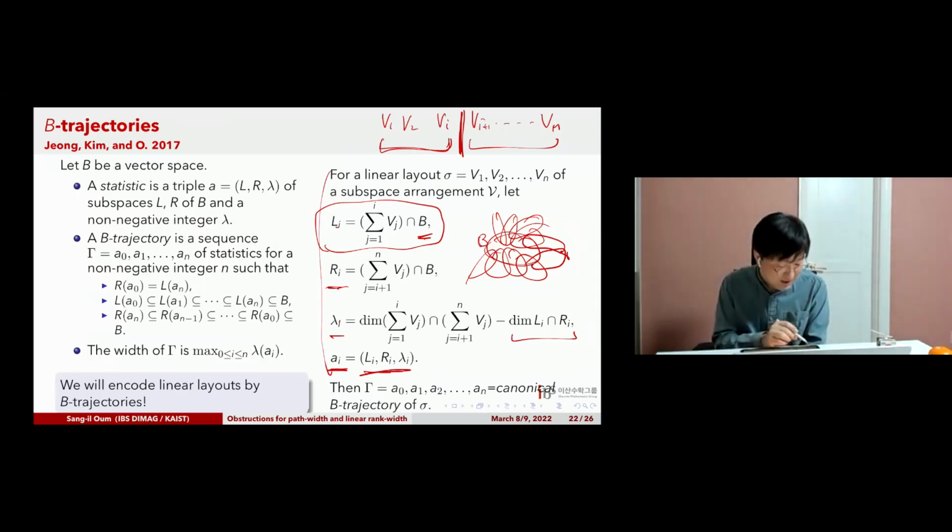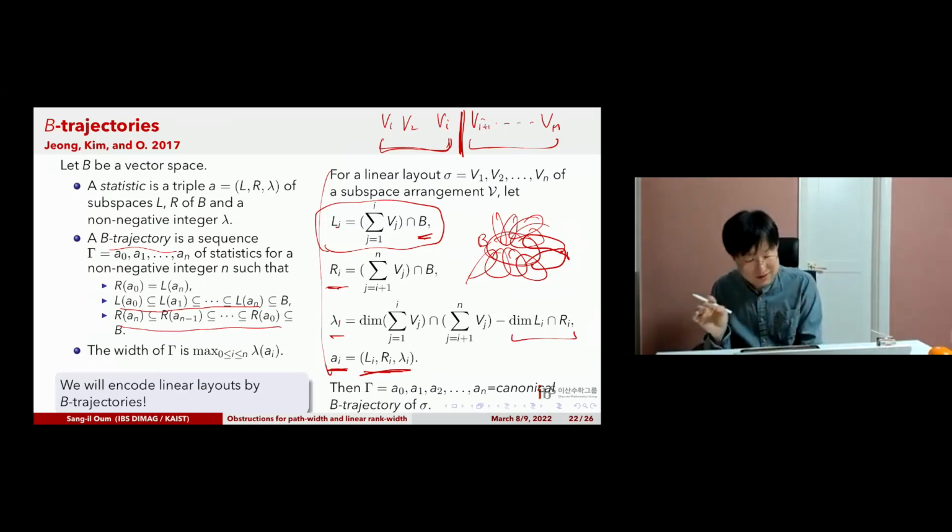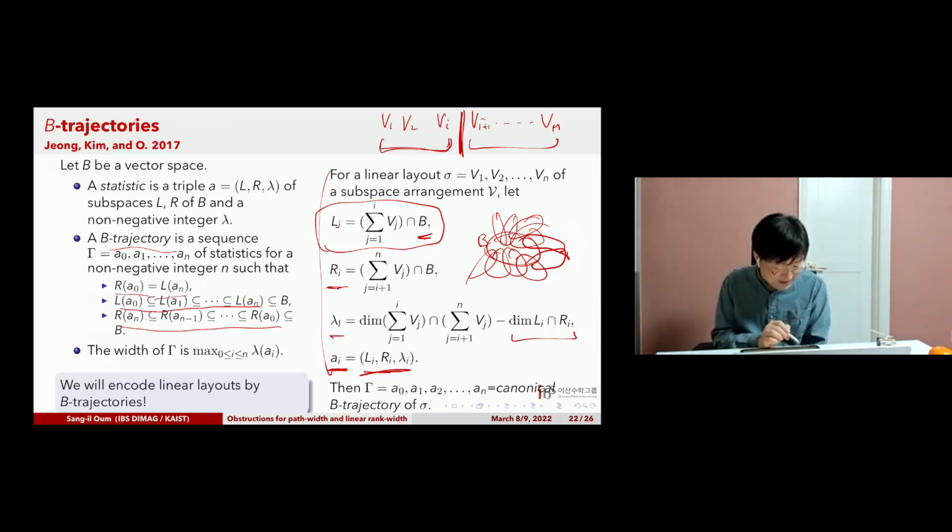So more formally, we define a bit trajectory as any sequence of statistics where the left-hand side is an increasing sequence of subspaces, the right-hand side is a decreasing sequence of subspaces, and then we have the first and last condition, and the width of the trajectory is the maximum lambda value, where this lambda is not about the matrix connectivity function. This is about this number.